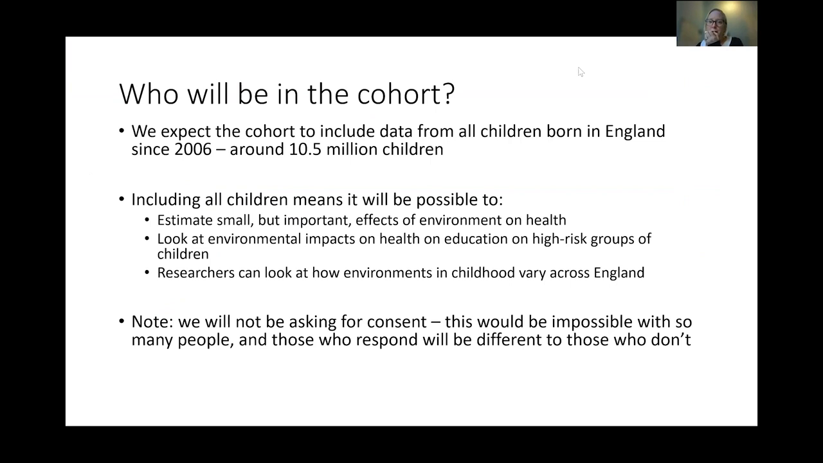And who will be in this cohort then? So we expect the cohort to include data from all children born in England since 2006. So that's around 10.5 million children. So why are we looking to include all children? It means it will be possible to estimate small effects. Some of these environmental effects on health are quite small, but they could be important because perhaps all children in a particular area like London are exposed to them. So the public health impact could be huge, even though the increase in risk is quite small.